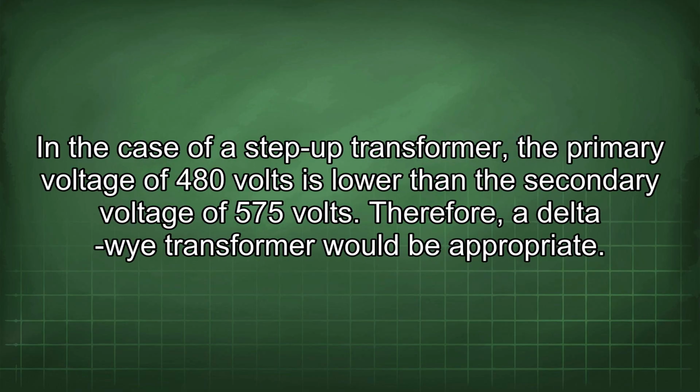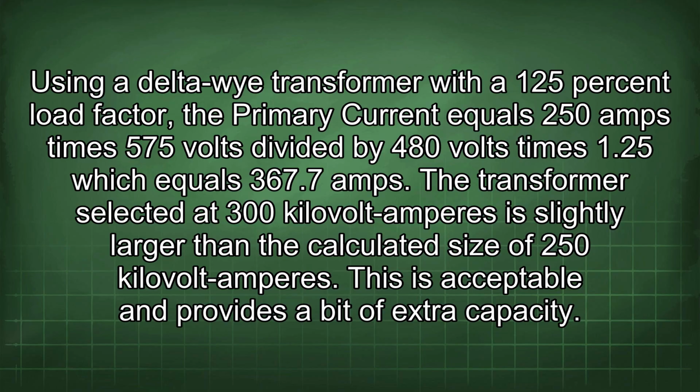In the case of a step-up transformer, the primary voltage of 480 volts is lower than the secondary voltage of 575 volts. Therefore, a delta Y transformer would be appropriate. Using a delta Y transformer with a 125% load factor, the primary current equals 250 amps times 575 volts divided by 480 volts times 1.25, which equals 367.7 amps. The transformer selected at 300 kilovolt amperes is slightly larger than the calculated size of 250 kilovolt amperes. This is acceptable and provides a bit of extra capacity.